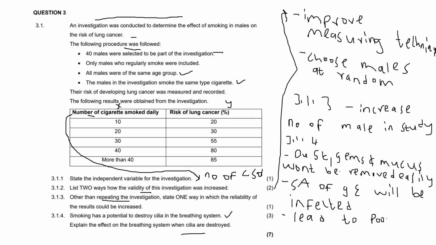And whenever you've got poor supply of oxygen, you struggle to breathe because you've got less oxygen coming to you. Of course, this will lead to difficulty in breathing. So this will be the 3 points to explain what happens when cilia are damaged. That's why cilia are important.